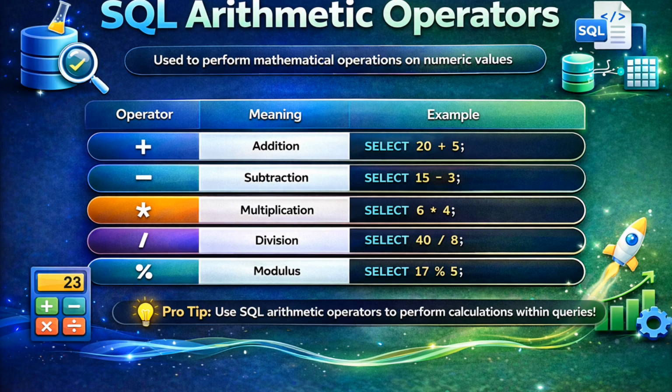SQL arithmetic operators are used to perform mathematical operations on numeric values. Let's look at the basics. Plus is used for addition, like select 20 plus 5. Minus is for subtraction, select 15 minus 3. Asterisk is multiplication, select 6 into 4. Slash is division, select 40 divided by 8. And percentage is modulus, select 17 mod 5. Use these operators to perform calculations directly in your SQL queries.